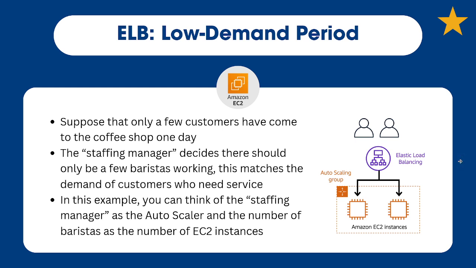So in a low demand period, say using the coffee shop analogy that there are a few customers for a certain day, the staffing manager, or the auto scaling, is going to decide how many baristas there should be. In this case, with a low demand period, there should be fewer instances or fewer workers to match the demand for that service. Remember, the staffing manager is the auto scaler, and the number of baristas is the number of EC2 instances. So more customers, more instances; fewer customers, fewer instances. This is the auto scaler's job.